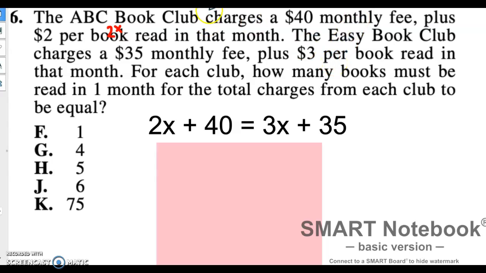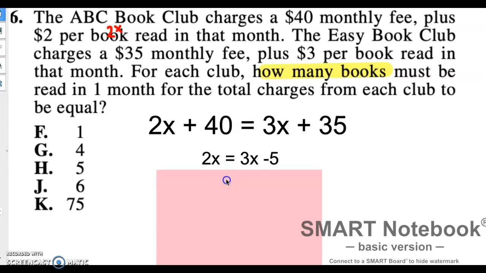So the question says, how many books do you have to read in order for the charges for each club to be equal for 1 month? So the books are our variables. We represent the books with our variable. In this case, I picked X. So to figure out when the cost of the clubs are equal, we're going to take the equation that we wrote for the ABC Book Club, which is the 2X plus 40, that represents the cost for 1 month in the club, and set it equal to how much it costs to be in the Easy Book Club, which is 3X plus 35. So you're going to set those two expressions equal to each other and then solve for X.